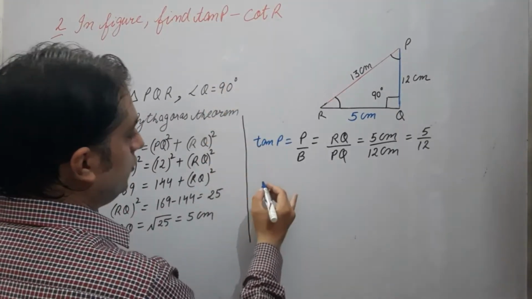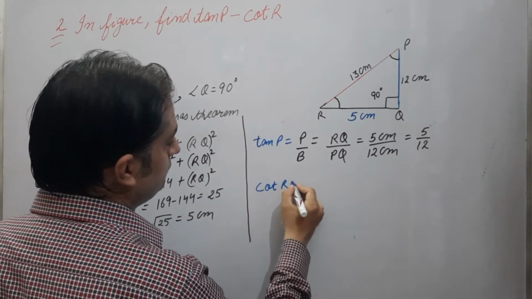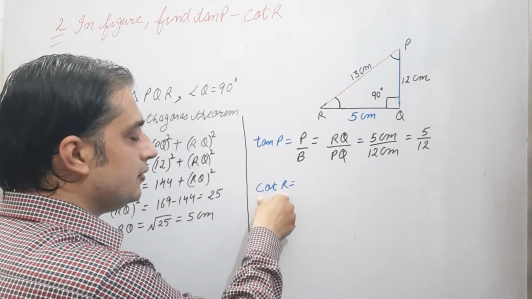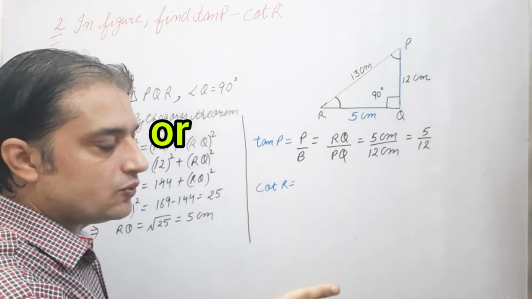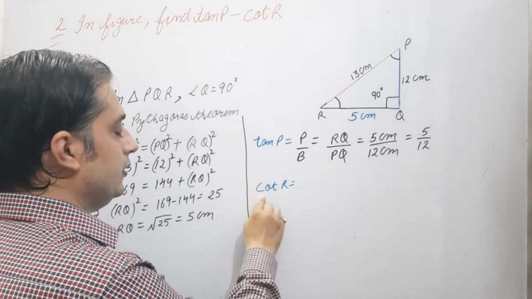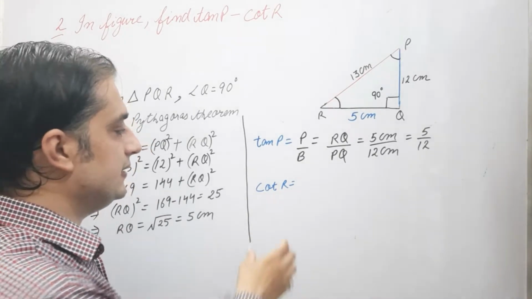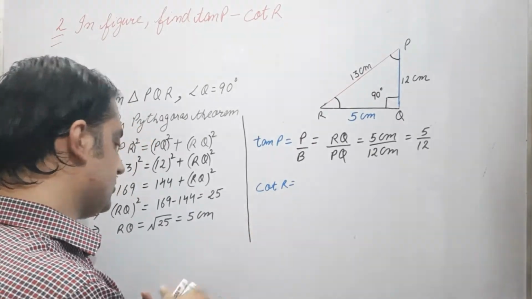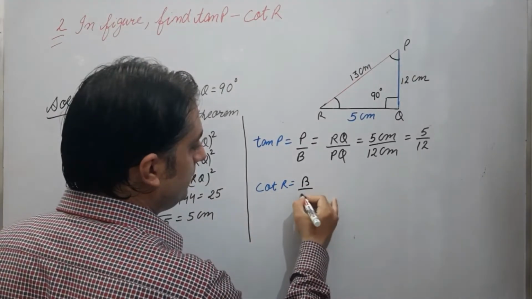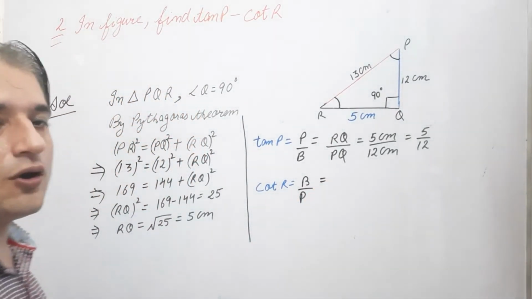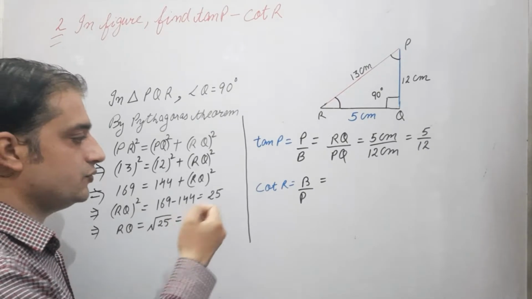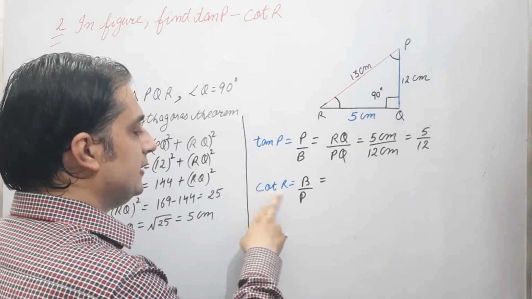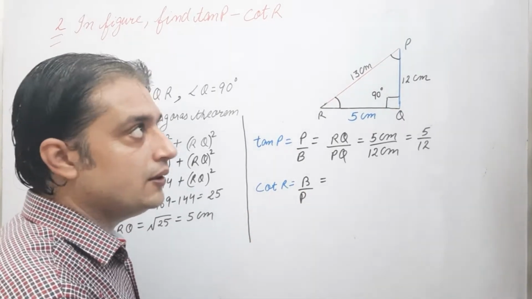So next T ratio, cotangent R. You can find this cotangent R by taking the reciprocal of tangent R. First find the tangent of angle R, then take its reciprocal. Or you can find it directly, since cotangent R is the ratio of two sides: base upon perpendicular. First you can find the tangent R, then take its reciprocal, and you will get the same value. So you can directly apply cotangent of angle R is equal to base upon perpendicular.